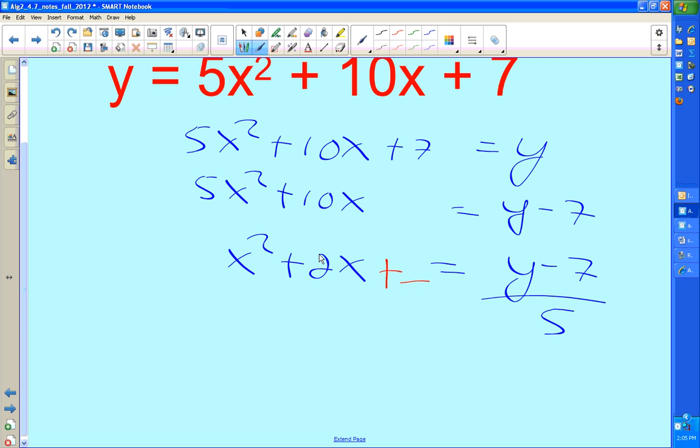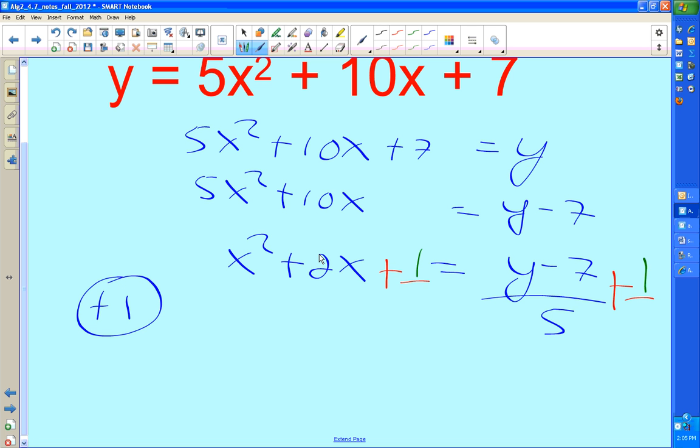Plus blank and plus blank. What goes in the circle off to the left here? Positive 1. What's going to go in the blanks? Also 1. Am I going too fast? I feel like I'm going too fast. Yeah, right here. Half of 2 is 1. And then square that to get 1 and 1.